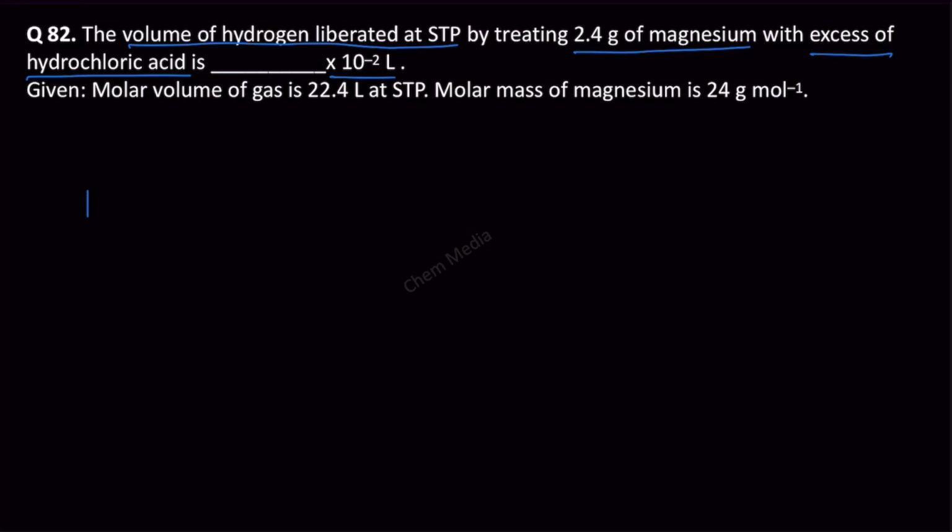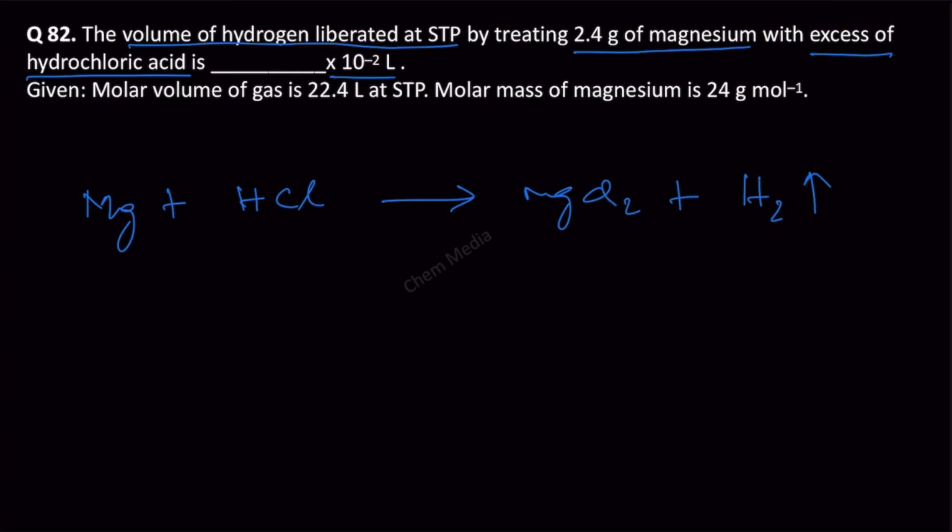If we treat magnesium with hydrochloric acid, what will happen? We would get magnesium chloride, isn't it? And then H2 gas. So now we have 2 chlorine atoms on the product side. So therefore let's put 2 here. Now the equation is balanced.